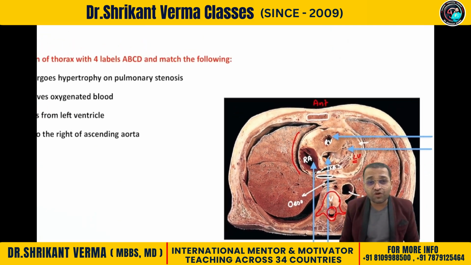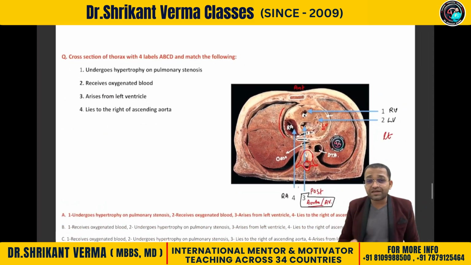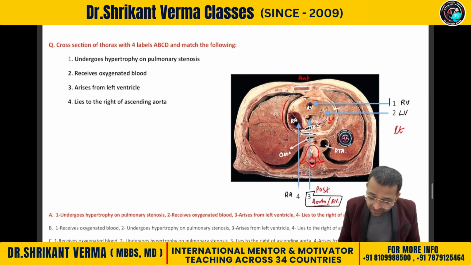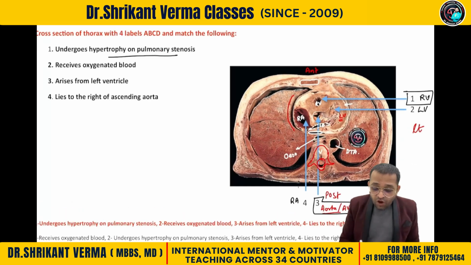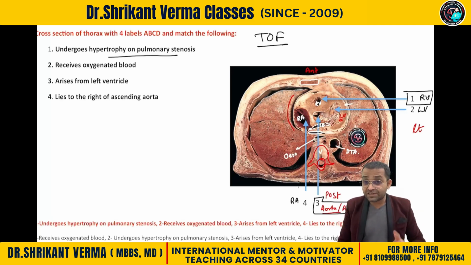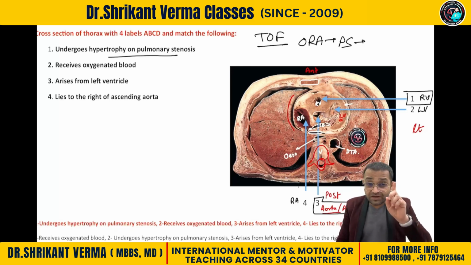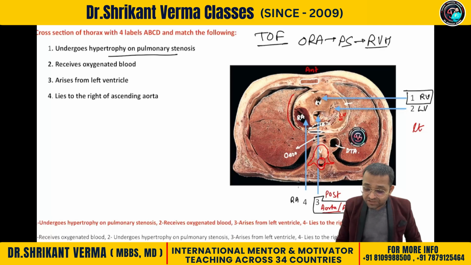Now look for the option. Yes, what is the correct matching? So the first point they are asking about: the right ventricle undergoes hypertrophy in pulmonary stenosis, right, sir? You know the tetralogy of Fallot very nicely. In the tetralogy of Fallot, there is the overriding of the aorta, which causes the narrowing of the pulmonary wall, that is pulmonary stenosis. Due to the pulmonary stenosis, there is right ventricular hypertrophy because it is connected with the right ventricle.